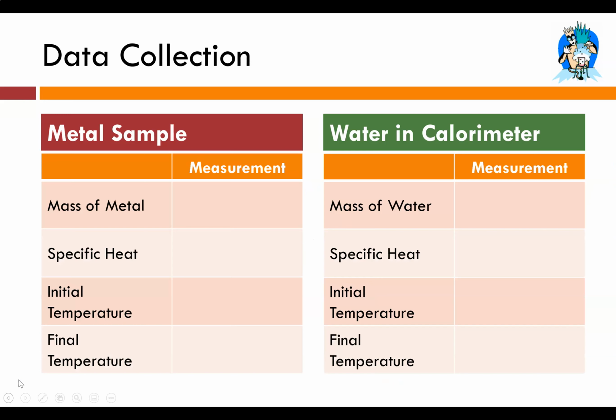All right, so let's assume that we went to the lab, and I'll start to give you some hypothetical data. I put the metal on the scale and got a mass of 40.5 grams. I don't know the specific heat. That's what I'm trying to figure out, so I'm going to leave that as X.